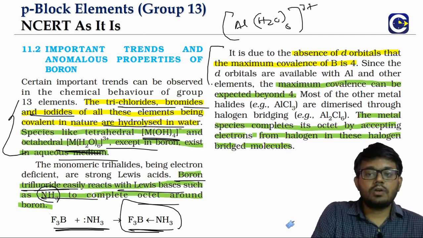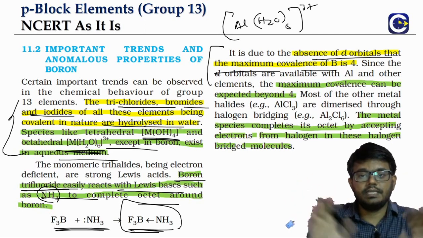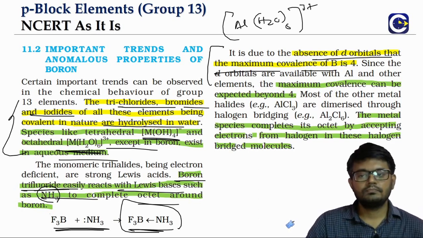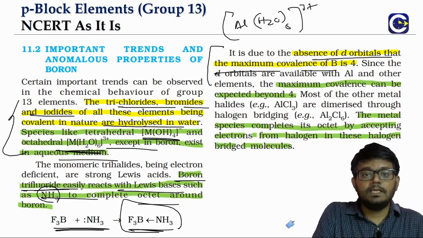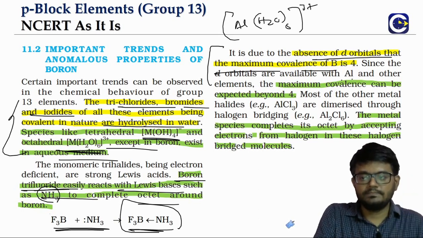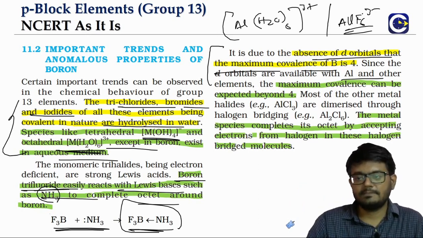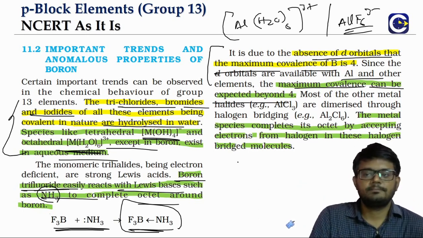And since boron is a second period element, it has no d orbitals in the outermost shell. So the covalence is fixed to a maximum of 4. Whereas aluminum and the other elements have available d orbitals, so they can increase their covalence. In fact, in the examples we have seen, like AlF6 3 minus, aluminum has a covalence of 6. So the heavier elements can show a maximum covalence beyond 4, like aluminum, which can show 6.